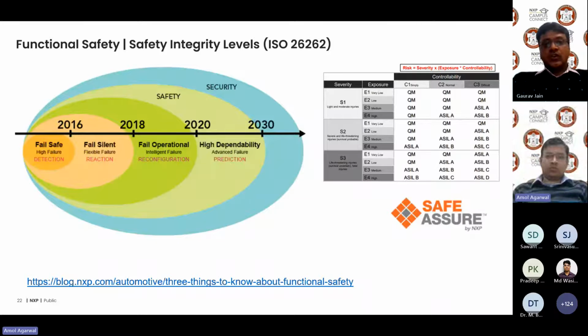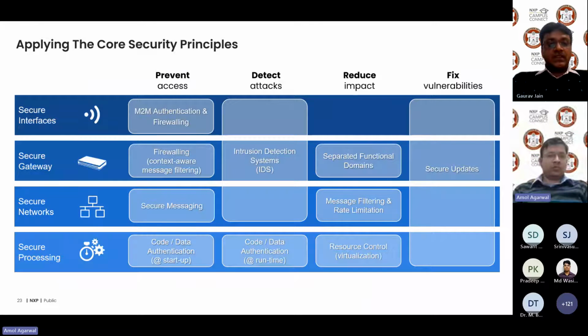So all these topics are very vast in nature. We are just trying to give you a very high level overview of what all needs to be considered in SoC design apart from the standard function that we have, right? So safety is one of the important functions thereof. So going to the next slide, which talks about the security in the automotive architectures.